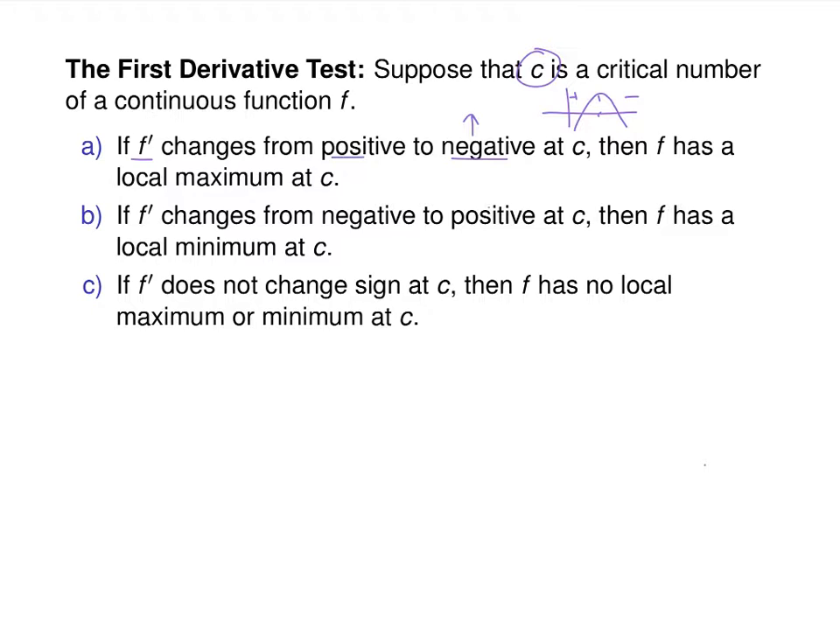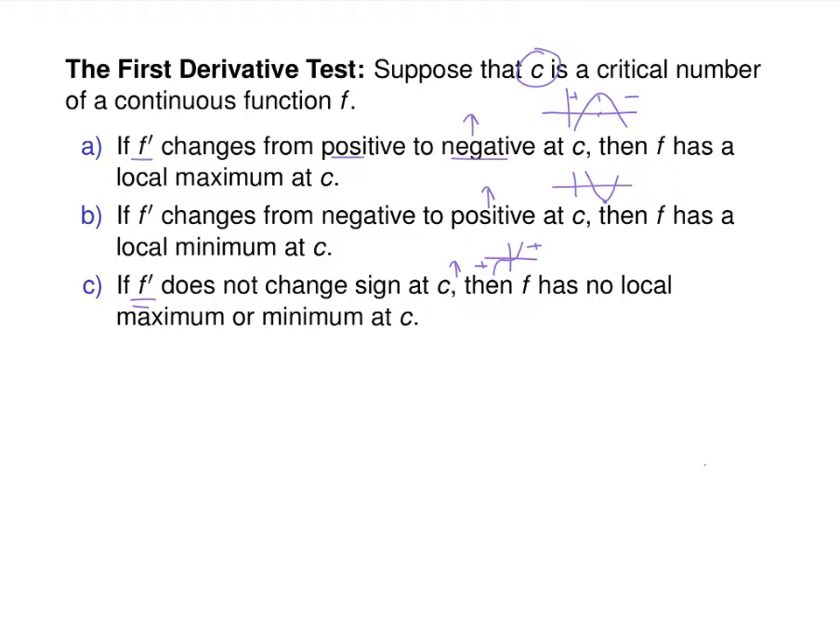If it's the other way, if the derivative changes from negative to positive, that means you were decreasing then increasing, right? That means a min. And then if f prime does not change sign, like say a cubic, right? Derivative positive, it's one of those neither numbers, not a max or a min.